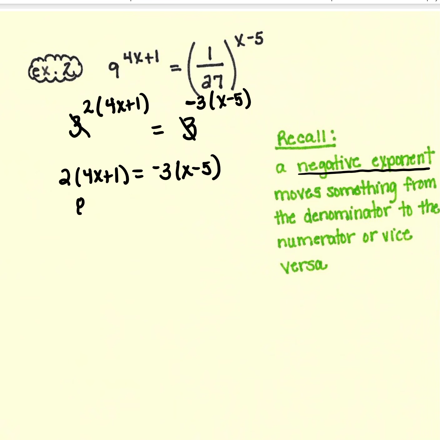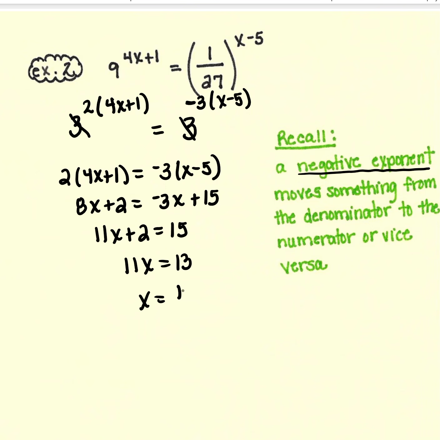So if I distribute, I'll have 8x plus 2 is equal to negative 3x plus 15. I'm going to add my 3x over to give me 11x plus 2 is equal to 15. Subtract your 2 over so that I have 11x equals 13. Divide by 11, and your answer is 13 over 11.